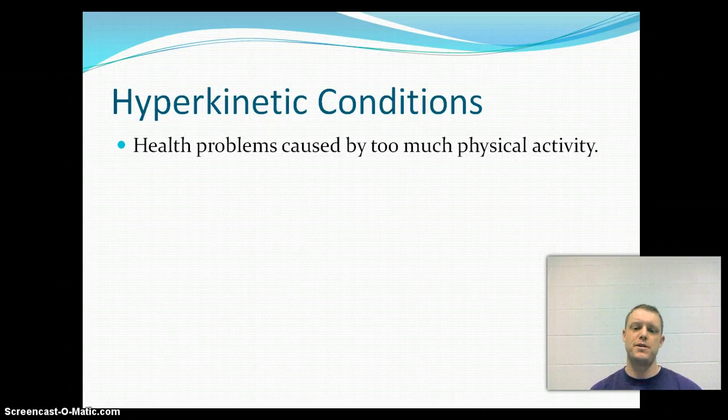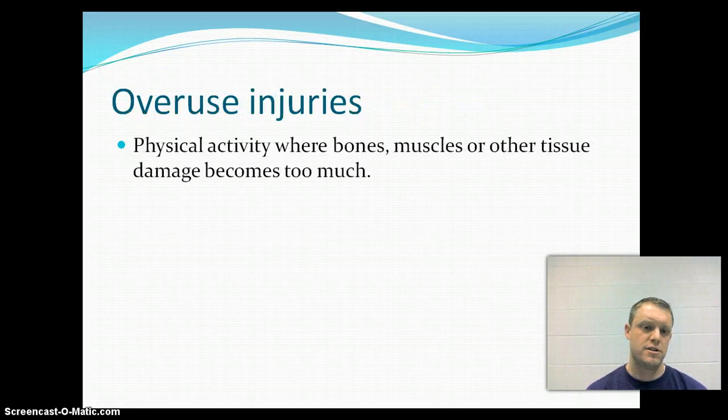These are health problems caused by too much physical activity. So when people actively work out too much. First one is overuse injuries. Bones, muscles, and other tissues become damaged. Examples of that are stress fractures, muscle strains, and pulls. You also have blisters. Blisters are kind of an initial type of overuse injury from one specific workout session.